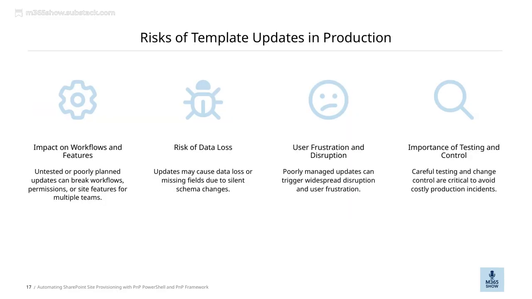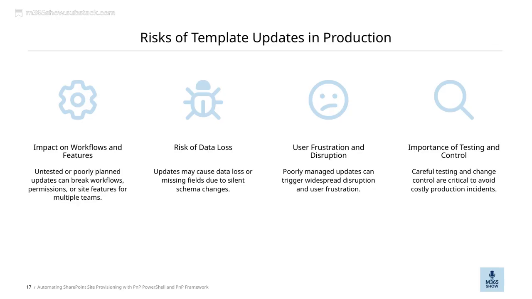Now, let's talk about the risks associated with updating templates directly in a production environment. First, it's absolutely critical to emphasize the importance of thorough testing and strict change control. Without proper testing, we risk introducing errors that can lead to costly incidents once the updates go live. Another key point is user frustration and disruption. When updates are poorly managed, they can cause widespread issues, making users frustrated because their workflows or access suddenly break. This is something we definitely want to avoid.